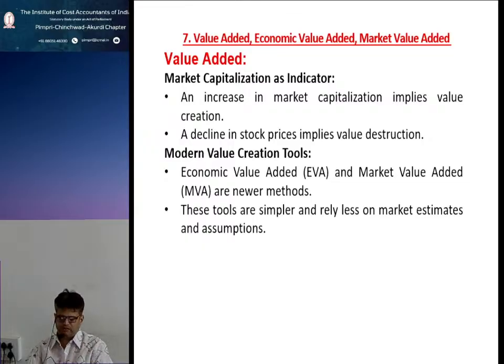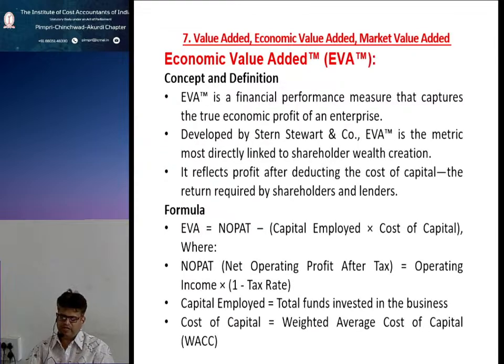Now let's see both. Then we saw both EVA and MVA concepts. EVA per se, economic value added, is a trademark of Stern Stewart and Company. EVA is a financial performance measure that captures the true economic profit of an enterprise. Developed by Stern Stewart and Company, EVA is the metric most directly linked to shareholder value creation. It reflects profit after deducting the cost of capital, the return required by shareholders and lenders.